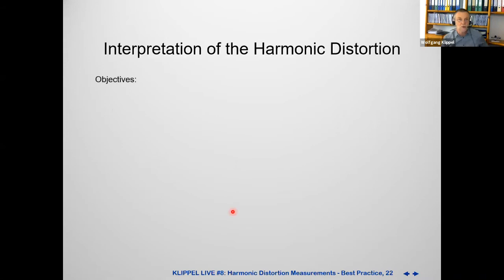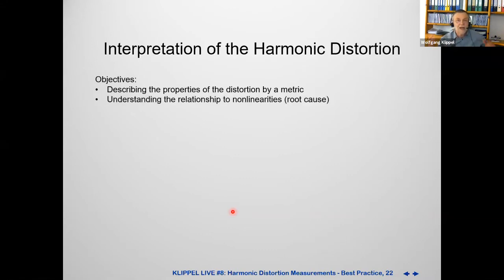Interpretation of the harmonic distortion. That's our main topic today. I'm good in time, so we are at the right point now. What are our objectives? Describing the properties of the distortion on a good metric, so on a right scale where it is quite easy to interpret the results, and understanding the relationship between the numbers, the curves and the root cause. And really evaluating the impact on the perceptual sound quality, all that.